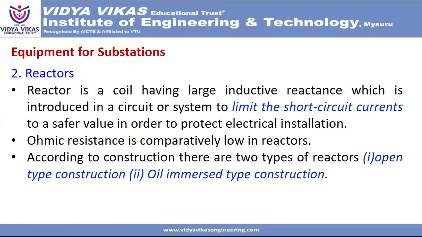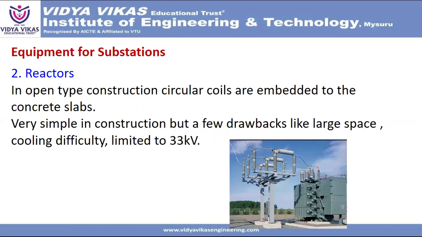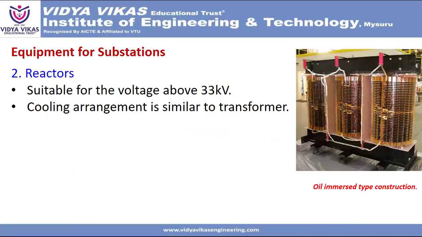Reactors. Why do we go for a reactor? In order to limit the short circuit currents and to protect the electrical installation. Ohmic resistance is comparatively low in reactors. According to construction, there are two types of reactors: open type construction and oil immersed type construction. The first one is open type. In open type construction, circular coils are embedded in a concrete slab. It is very simple in construction, but has a few drawbacks like large space required, cooling difficult, and it is limited to 33 kV.